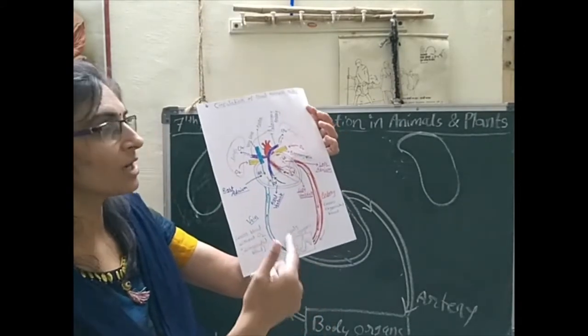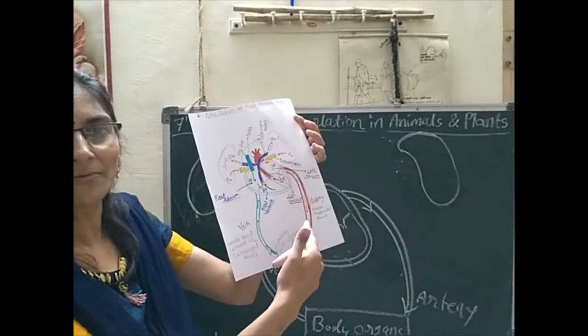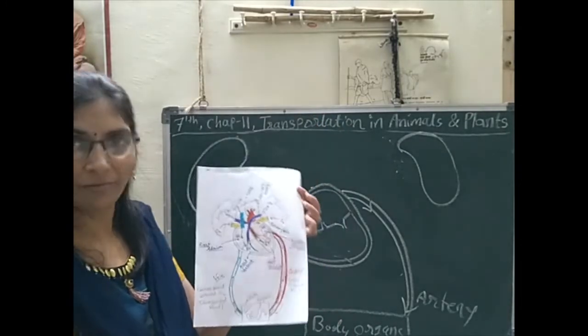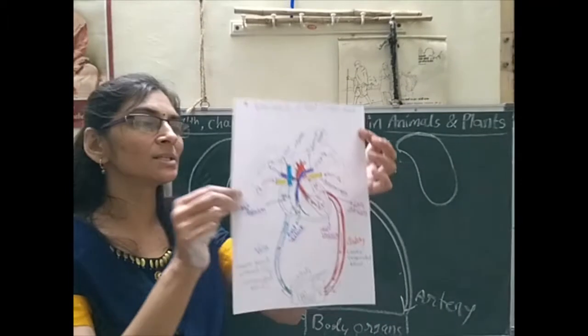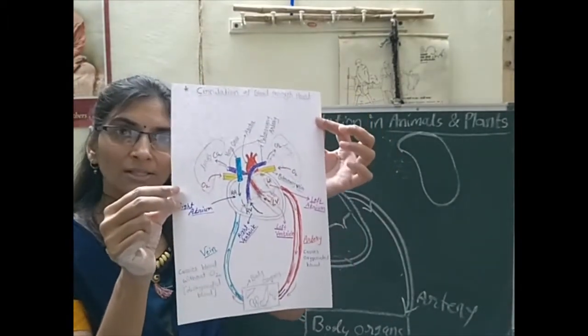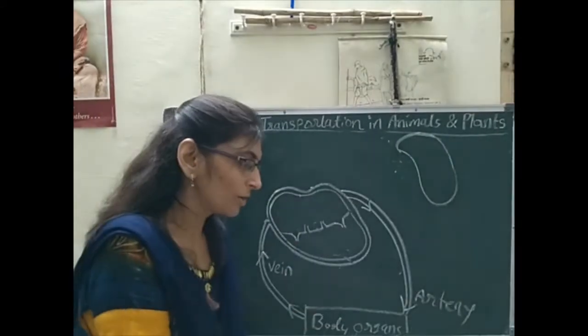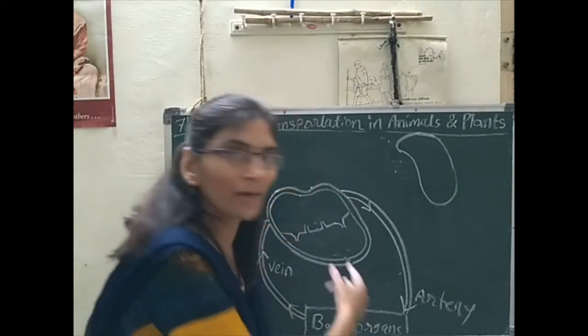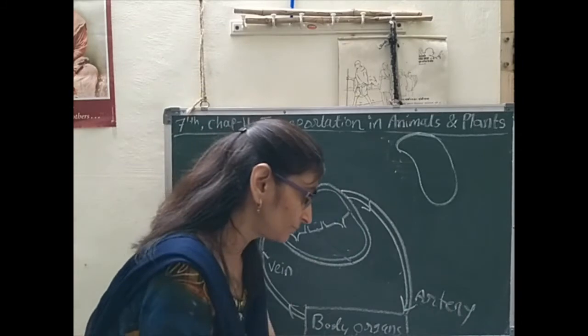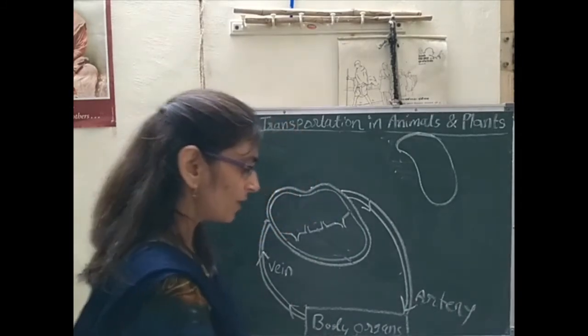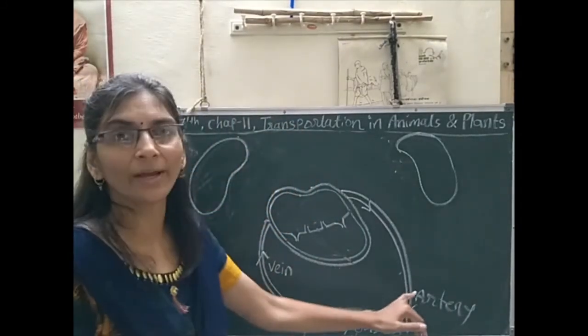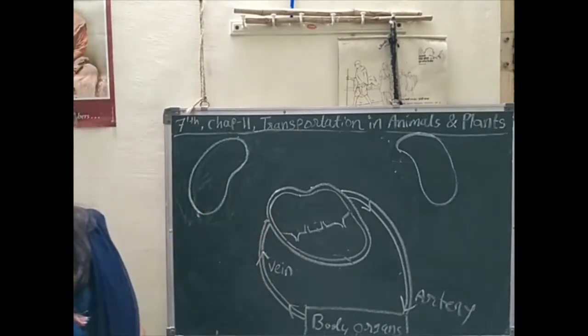So in this lecture, how the circulatory system works through the heart, that we will discuss here. So this is the diagram of the circulatory system, a colored diagram. I will send you that for your better understanding. At first we will discuss the difference between vein and artery.